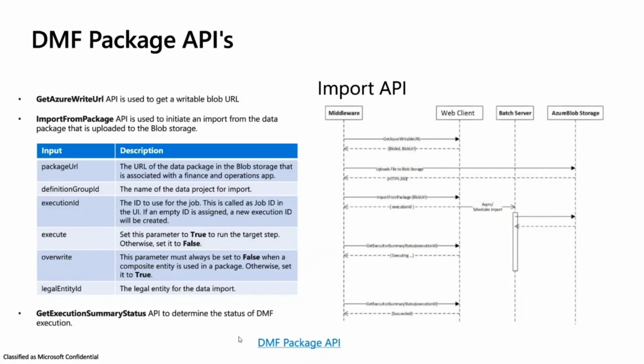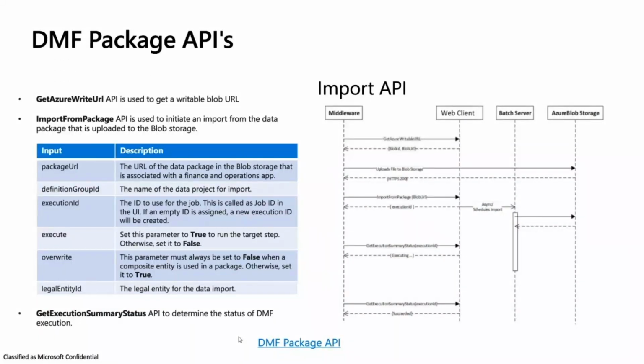Now there are some key input parameters for using the import from package API. The major one is package URL, so the blob URL you got in the previous step, and the definition group ID, so the data project which you have created within finance and operations. I'll demo it later. Execution ID is optional, meaning you can set it yourself. If not, then it will be created automatically by the system.